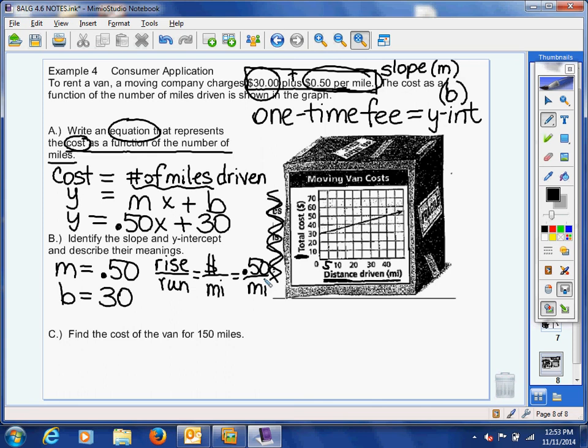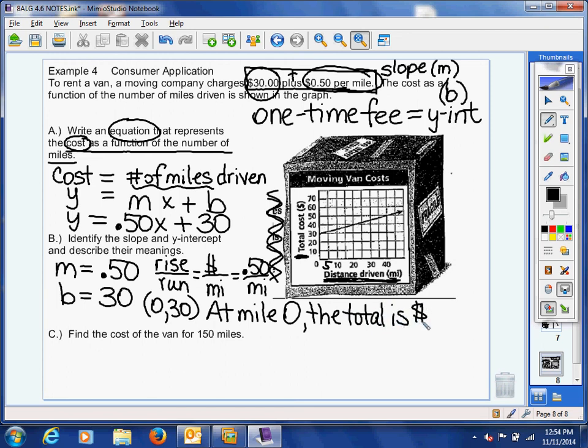Now the y-intercept, remember, is the point (0, 30). So if you look at your x-axis, 0 on the x-axis means before we've even driven any miles at all. At mile 0, the total cost is $30. That's the interpretation. That's how you look at that number and tell what it means.